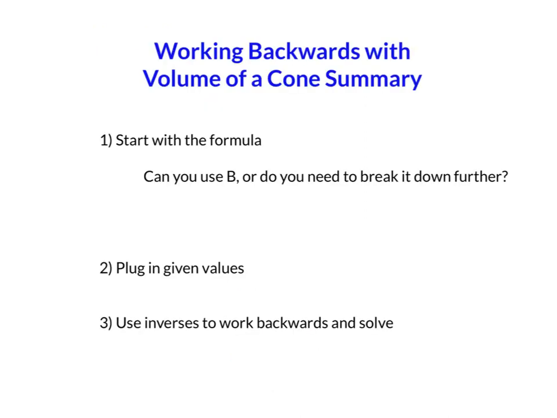So in summary, for working backwards at the volume of a cone, you're first going to start with your formula. If it's talking about the overall area of the base, you can use just capital B. If, however, it's ever talking about the radius, you're going to want to break that down further and use pi r squared instead of capital B. From there, you're going to plug in what you know. Since we're working backwards, you're going to be given the volume and then decide what else you're given. In the end, you should only have one variable left, so you're going to use inverses to keep working backwards and solve. Good luck!